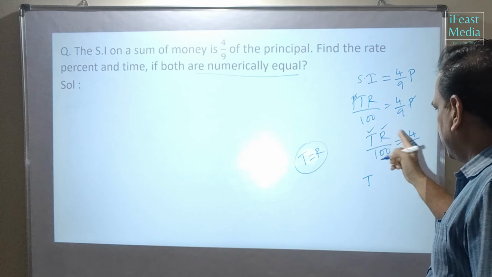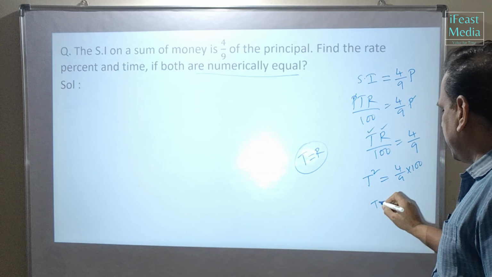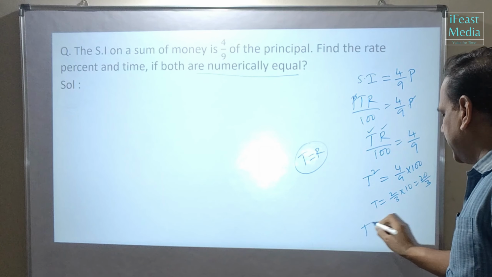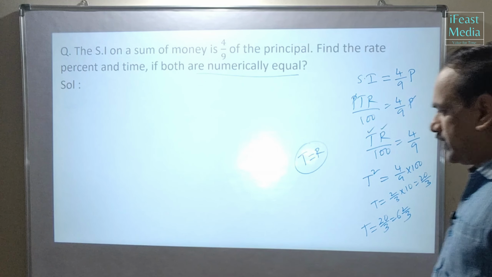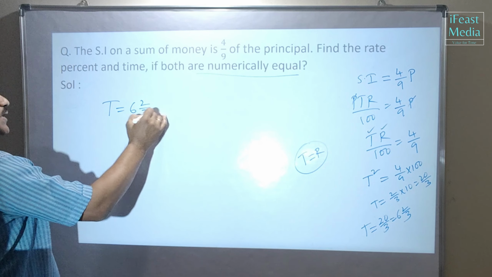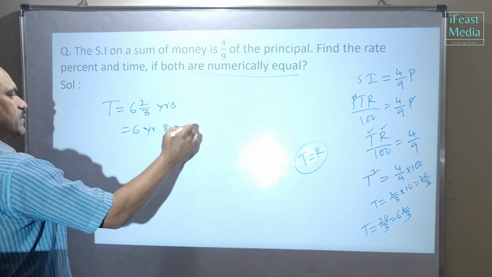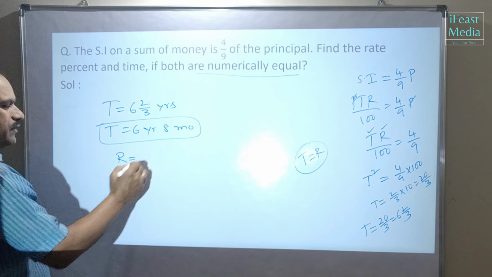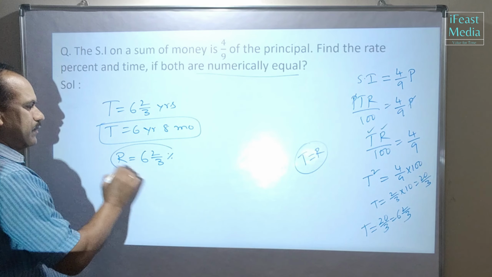So you take T equal to R, this becomes T square equals 4 by 9 into 100, so T equals 2 by 3 into 10, which is 20 by 3. So T is 20 by 3, which means 6 2 by 3. What is T? T is time. So the time is 6 2 by 3 years, or 6 years 8 months. And the rate percent R is numerically equal to T, therefore it is 6 2 by 3 percent.